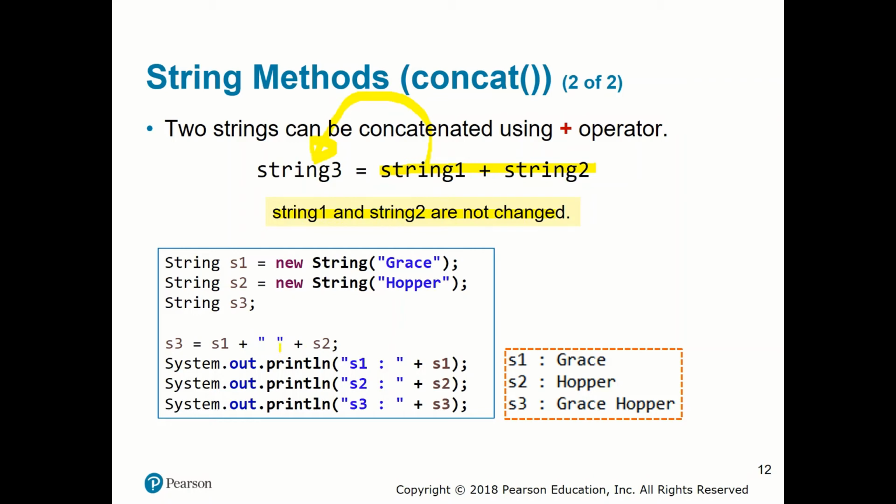And let's see an example. This is exactly the same example as on the previous page. S1 is Grace, and S2 is Hopper, and S3 only has a reference variable. And I concatenate S1, and I want to put one space here, and then I concatenate S2 to the S1 and space. Then S1 is Grace, S2 is Hopper, and S3 is Grace space Hopper. So if you want to concatenate two strings, you can use concat or you can use the plus operator.